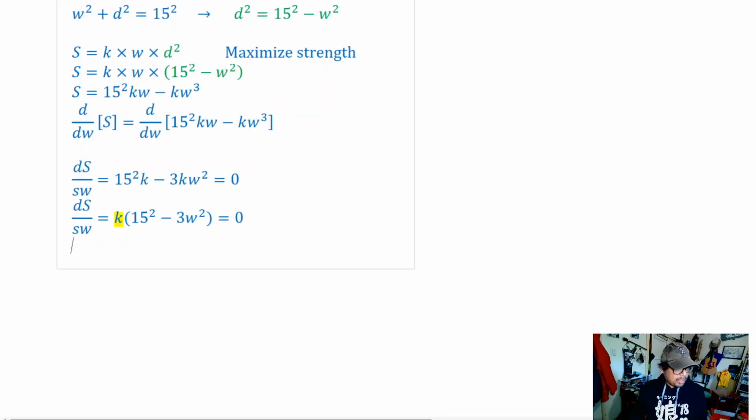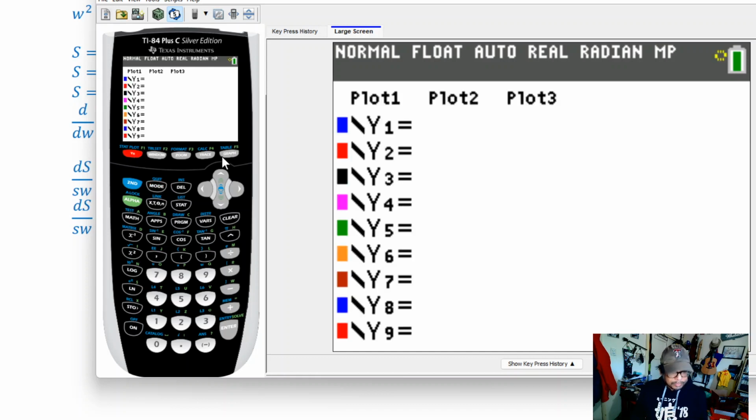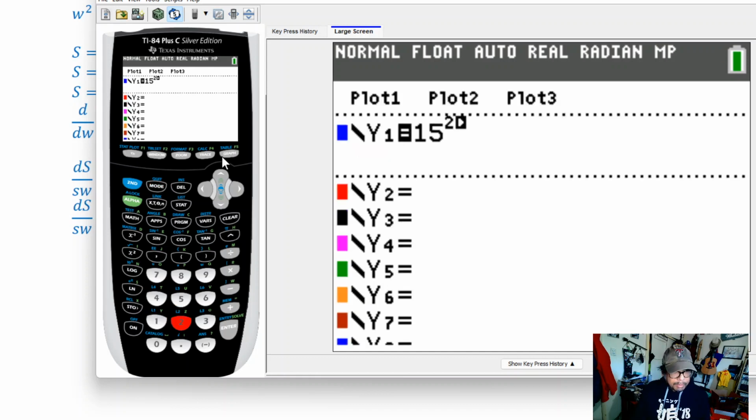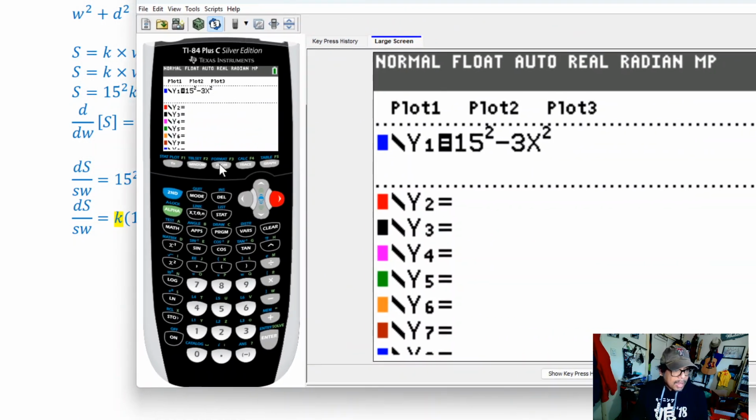Let's start by putting this into y1, where we have 15 squared minus 3. We're going to have to change that to an x squared. So 15 to the second power minus 3x to the second power. Let's do a quick check, make sure that's exactly the same. Yes, it is. And we're going to set that equal to 0.